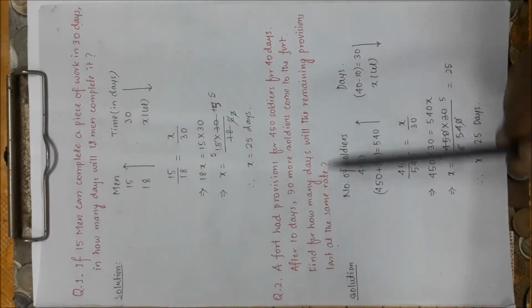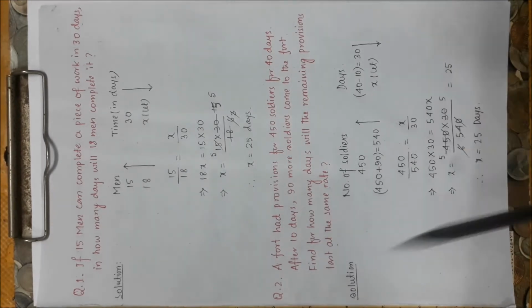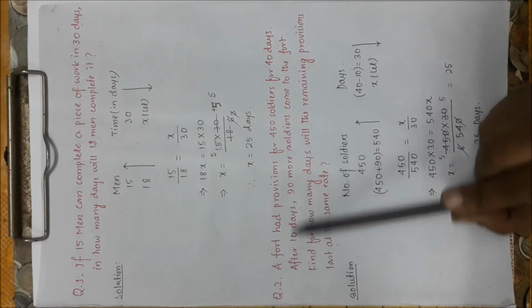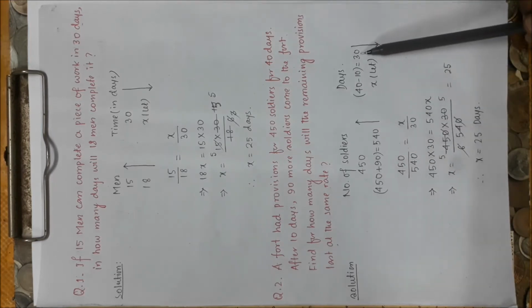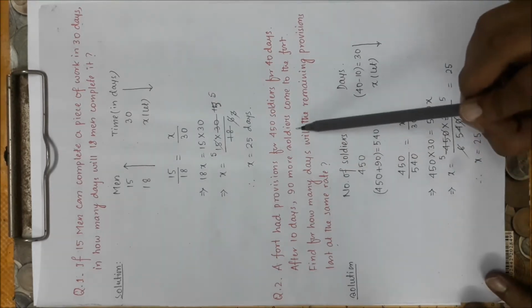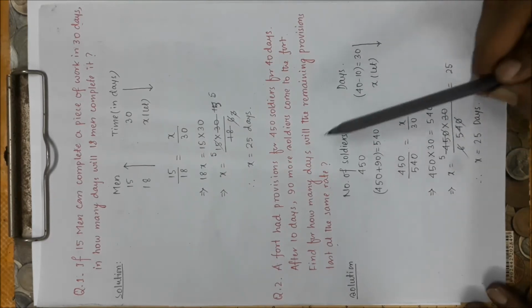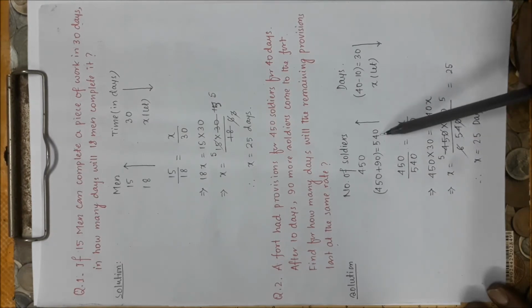Now see, students, yesterday we discussed one same kind of problem. After 10 days, that means till 10 days, everything is normal, so we exclude these 10 days. So after 10 days, it will be like 450 soldiers are there and provisions are there for 30 days. After 10 days, 90 more soldiers come to the fort. That means previously we have 450 soldiers, 90 more join the fort. So 450 plus 90 equals 540.